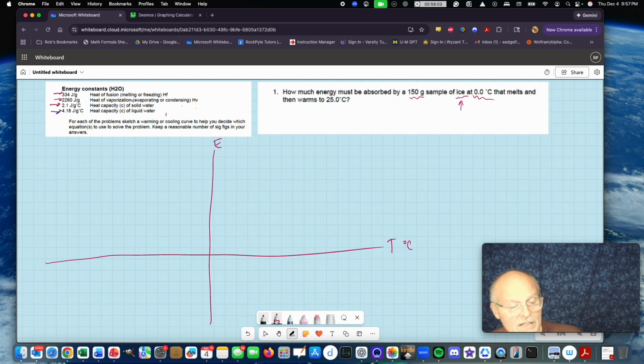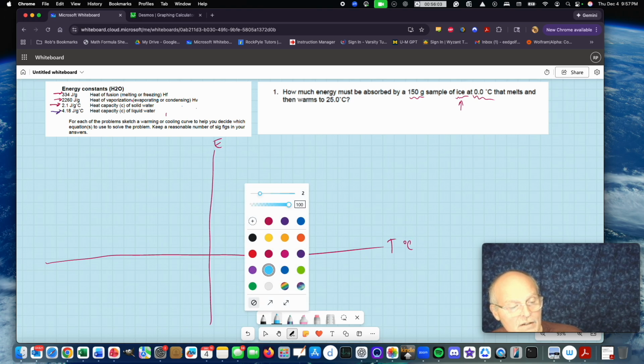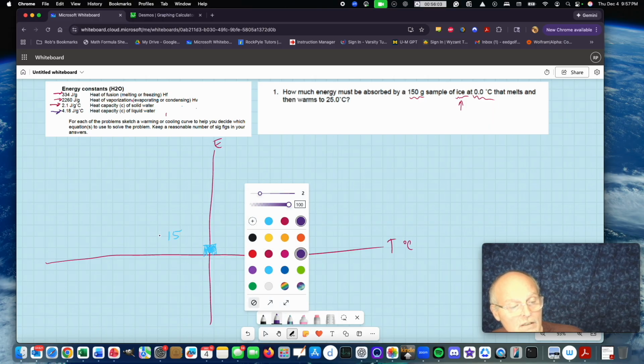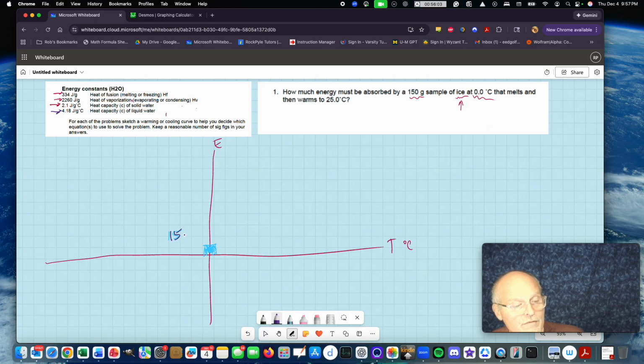So where am I starting? I am starting with a block of ice, and that is 150 grams. 150 grams at 0 degrees and as ice. So what has to happen here? At 0 degrees, we first need to make a phase change from solid to liquid. So that is going to be fusion.